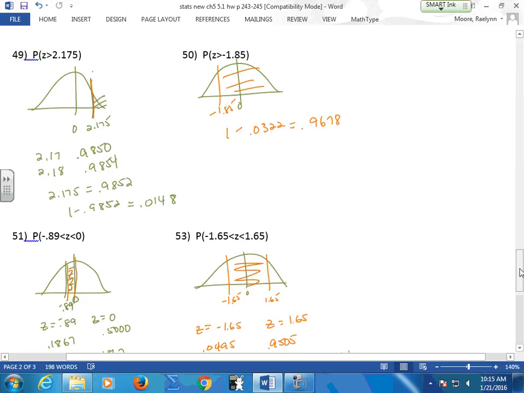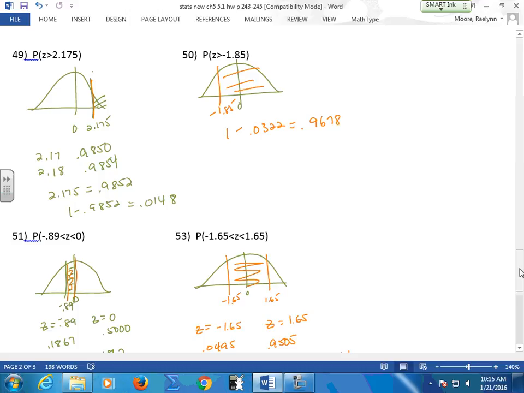To the right, you're going to do the 1 minus. Could you use your calculator? Absolutely. Could you extrapolate this if you didn't round it? If you rounded it to 2.18, then you're going to get 1 minus 0.9854. If you extrapolated it, because it's exactly in the middle, you're going to find the difference, divide it by 2, and either add it to the first one or subtract it from the second one. All right. The greater than, that one works.